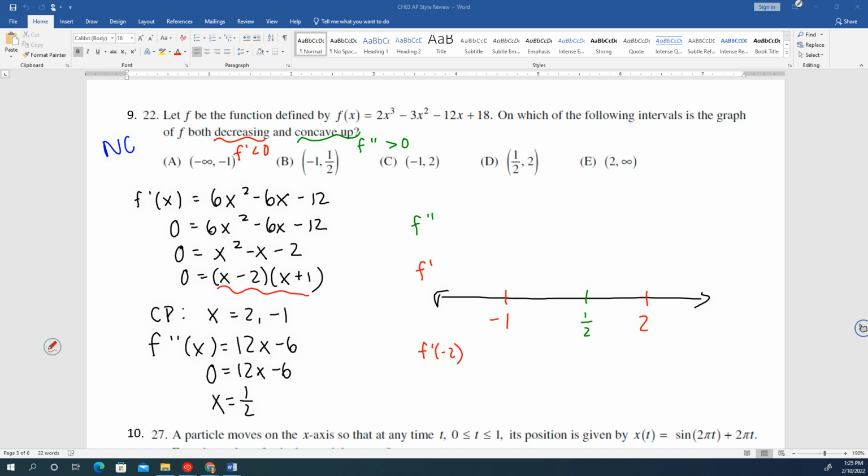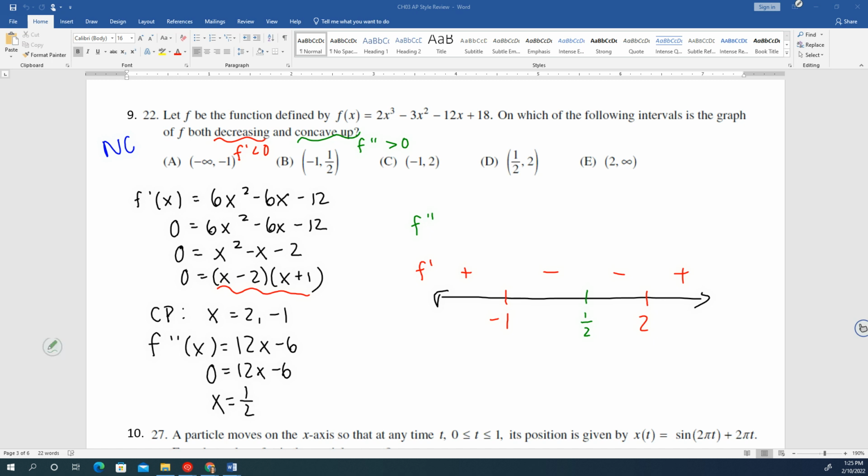Again, I'd put it in this factored form. So -2 minus 2, we're going to get a negative times a negative, so that's going to be positive. Okay, quickly test 0. 0 minus 2, 0 plus 1, that's going to be a negative times a positive, that's negative. So everything in between -1 and 2 is going to be negative. And then when I tested 3, 3 minus 2 is positive, 3 plus 1 positive, positive. That's what our first derivative is doing.